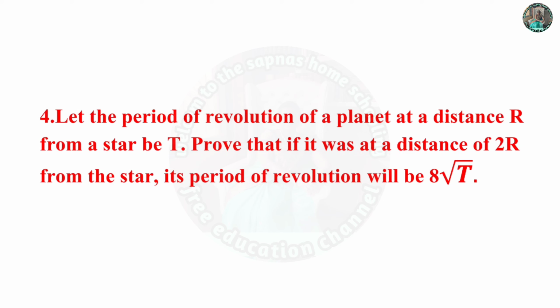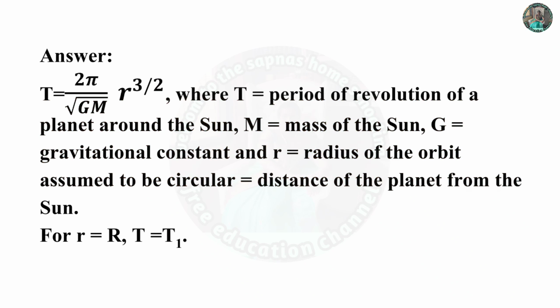Question number 4. Let the period of revolution of a planet at a distance r from a star be T. Prove that if it was at a distance of 2r from the star, its period of revolution will be 8 times √T. Answer. T = 2π√(r³/GM), where T is the period of revolution of a planet around the sun, M is the mass of the sun, G is the gravitational constant, and r is the radius of the orbit, assumed to be circular, which is the distance of the planet from the sun.